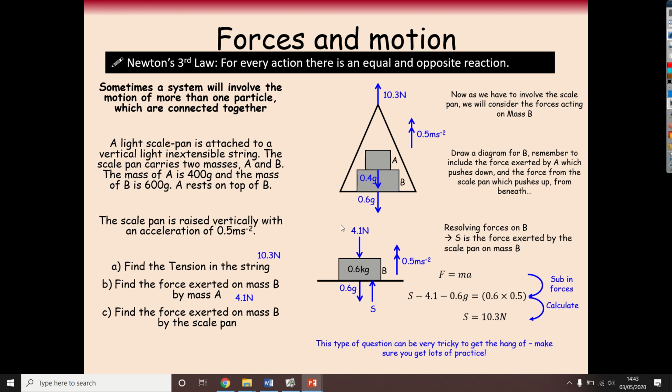Okay, so it's quite difficult to do these questions. They are quite common in past paper questions, and it takes quite a while to get a hang of how to use this third law, but there's a pretty decent example of how to do it. Okay, best of luck and have a great day.